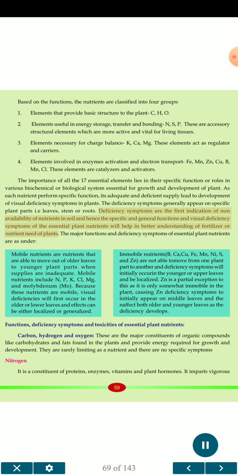Deficiency symptoms are the first indication of non-availability of nutrients in soil, and hence the specific and general functions and visual deficiency symptoms of the essential plant nutrients will help in better understanding of fertilizer or nutrient need of plants. The major functions and deficiency symptoms of essential plant nutrients are as under. Functions, deficiency symptoms and toxicities of essential plant nutrients.